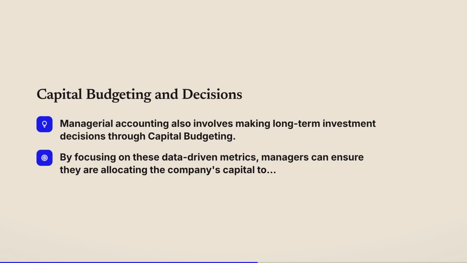Closely related is the internal rate of return, or IRR, which is the discount rate that makes the NPV equal to zero. When choosing between projects, managers must also consider opportunity costs, the benefits lost by choosing one option over another, and ignore sunk costs, which are past expenditures that cannot be recovered and should not influence future decisions. By focusing on these data-driven metrics, managers can ensure they are allocating the company's capital to the most profitable opportunities.